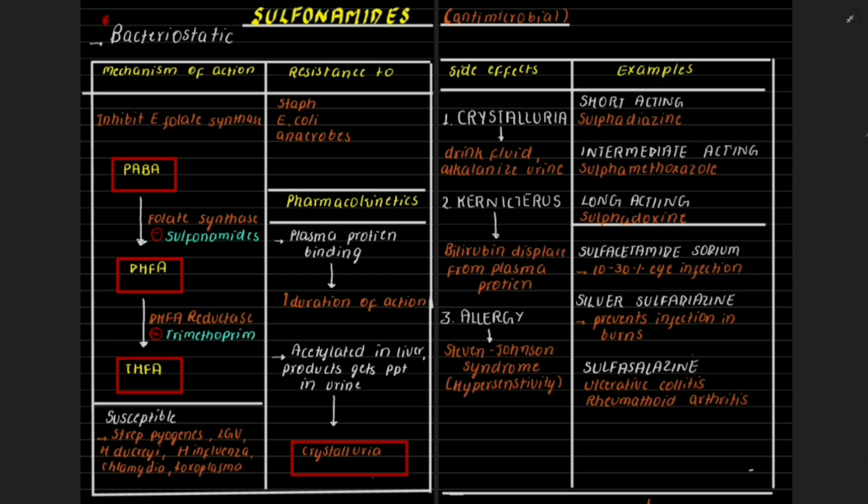Whenever we talk about a class of drugs, we should always try to classify them under 6 headings. Those headings are mechanism of action, organisms which are susceptible to the drug, organisms which show resistance to the drug, pharmacokinetics, side effects, and lastly, a few examples. Let's start with the mechanism of action of sulfonamides.